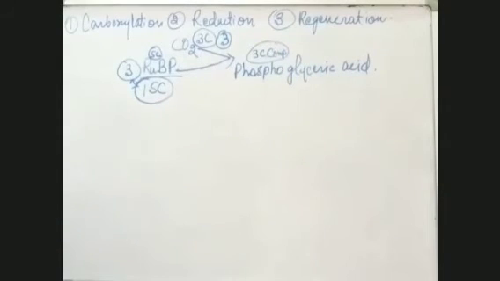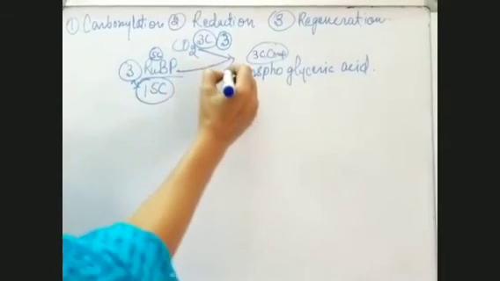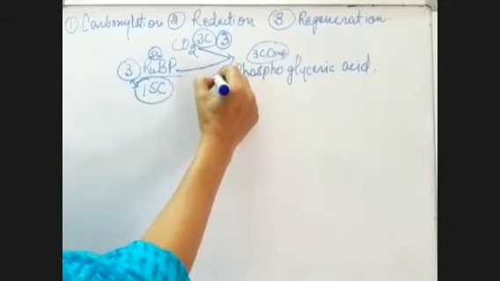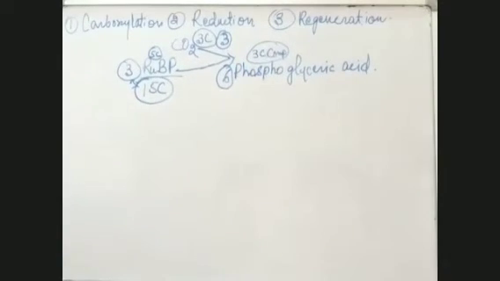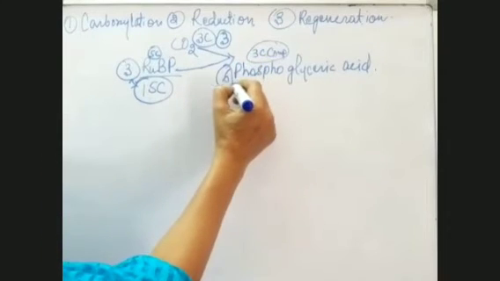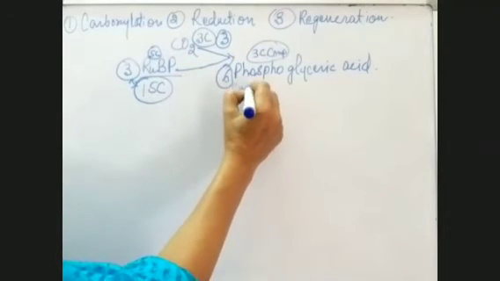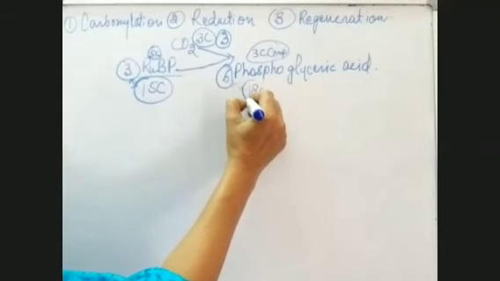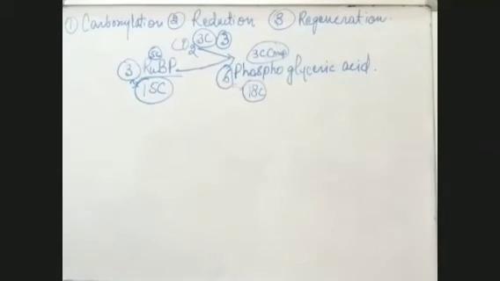As a result of this, 6 molecules of phosphoglyceric acid were formed. When these are formed, each has 3 carbons. So 6 times 3, 18. We got 18 carbons here. One phosphoglyceric acid is a 3 carbon compound, and 6 molecules are formed, so in all, 18 carbons we have got.